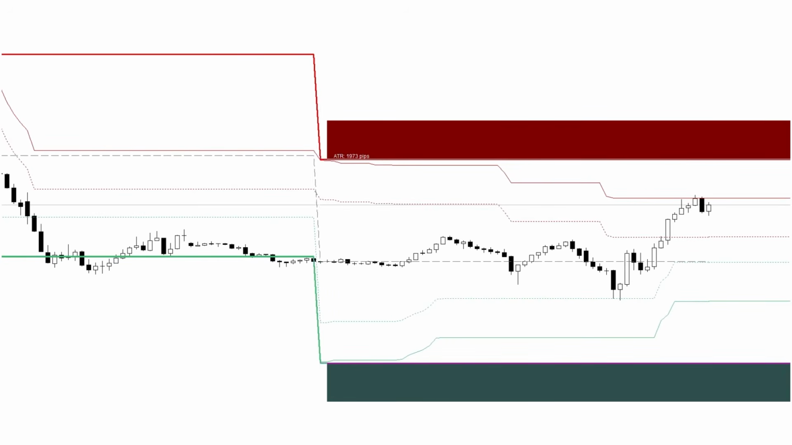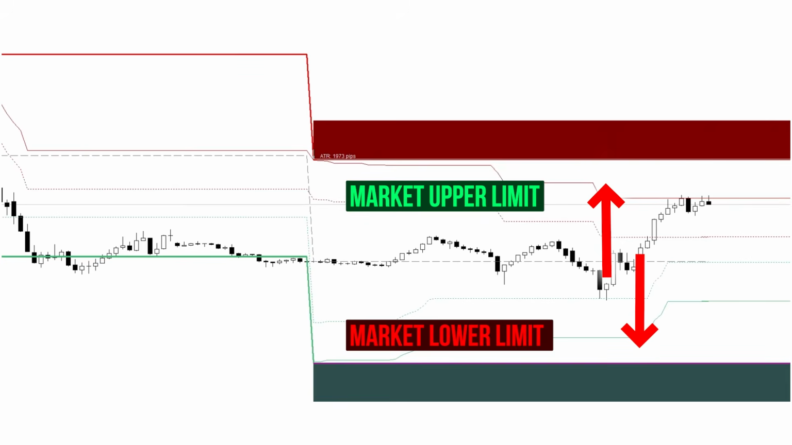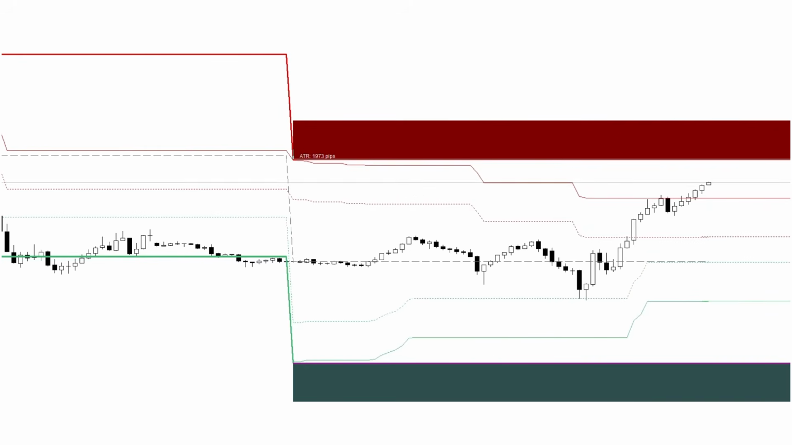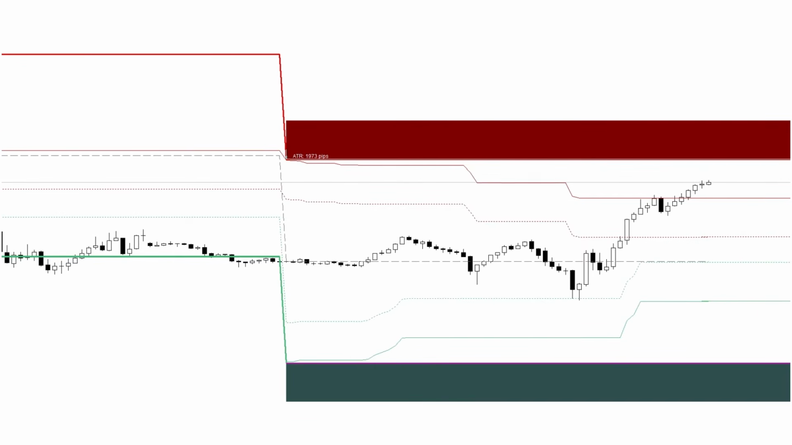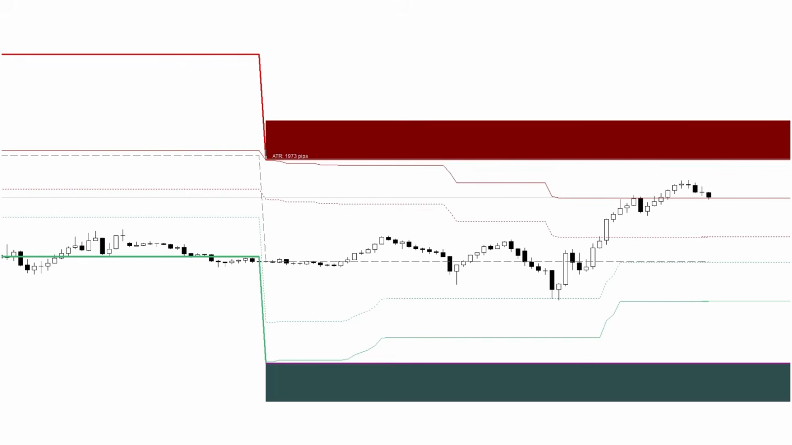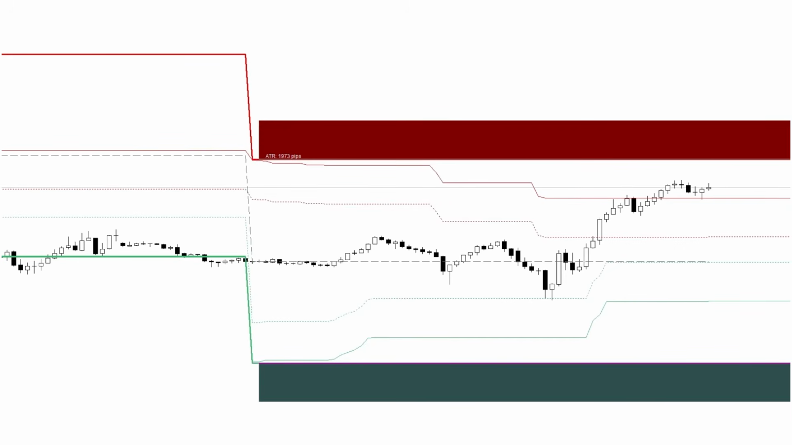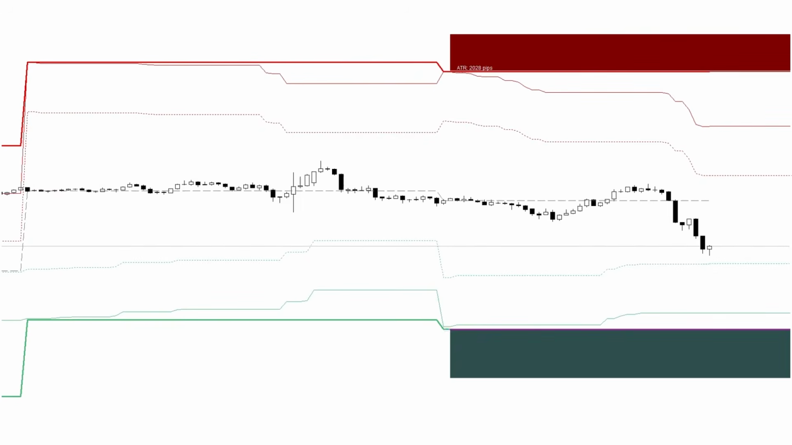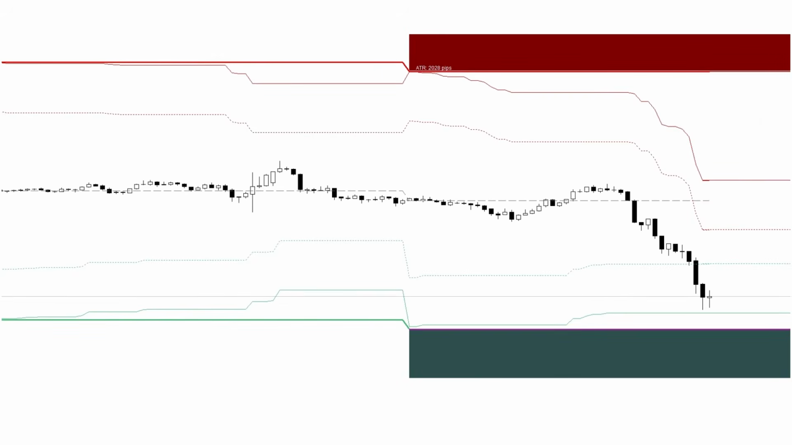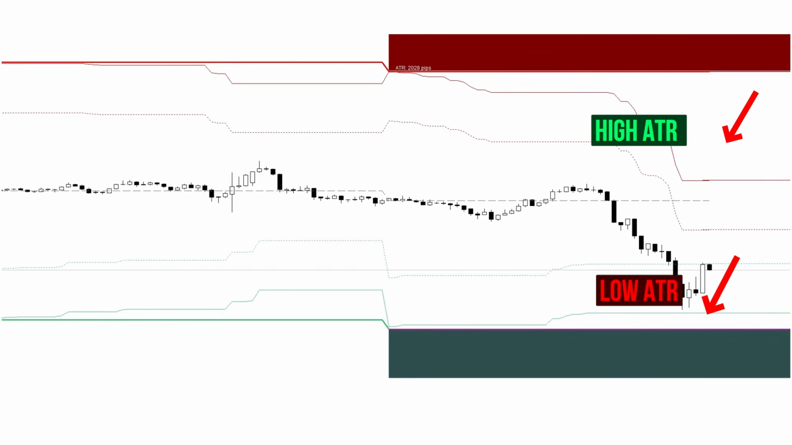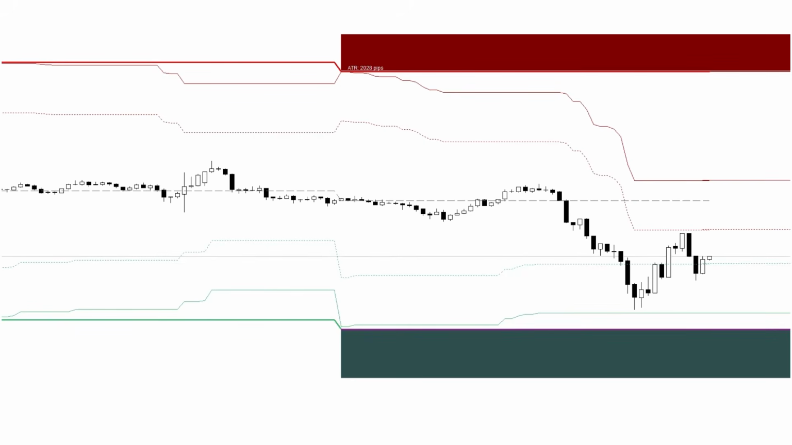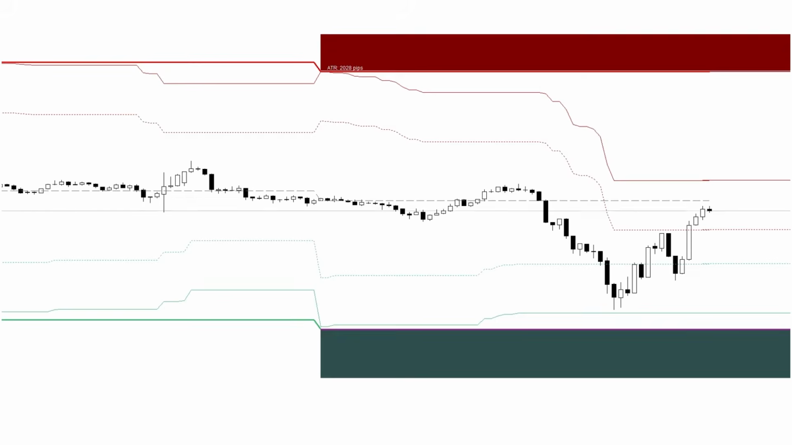The following 2 zones are calculated from this line: market upper limit and market lower limit. These are the boundaries of the daily range, beyond which the asset is most likely not to go. It is here that the price most often starts to lose energy, because the market has already passed its average daily move. And in most cases, either a stop or a pullback occurs from these limits. There are 2 more levels: high ATR and low ATR. Unlike the previous ones, they are built from the maximum and minimum of the current day.